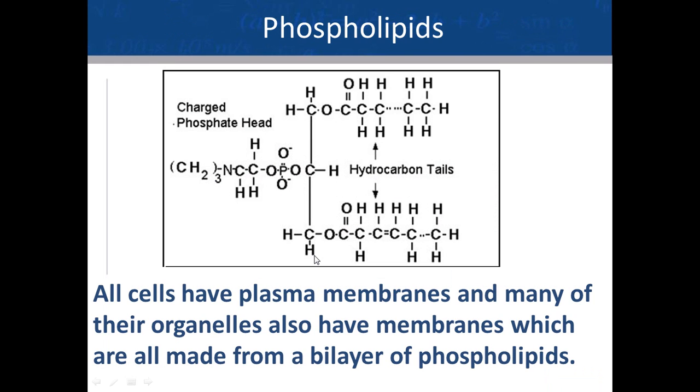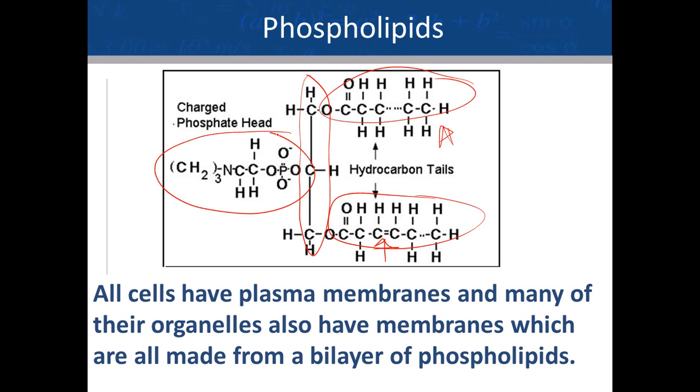So let's examine what a phospholipid is composed of. First off, we know that a phospholipid has a glycerol backbone, and attached to it are two fatty acids, and those fatty acids have hydrocarbon tails. The hydrocarbon tails can be saturated, or as we see right here, they can be unsaturated. The third component of the phospholipid is a charged phosphate head. As you can see, there are other things in that phosphate head besides the charged phosphate group.